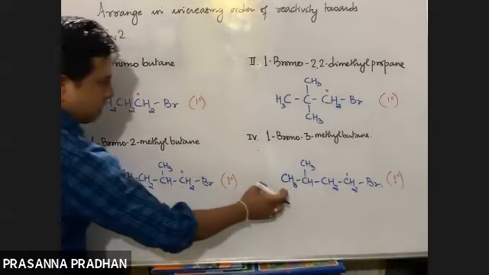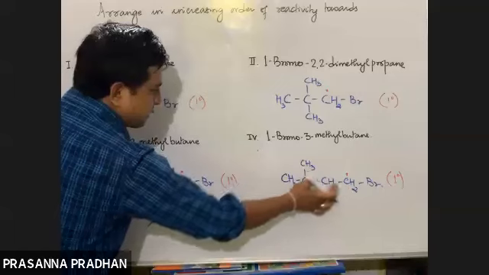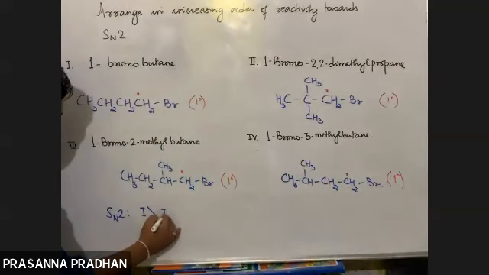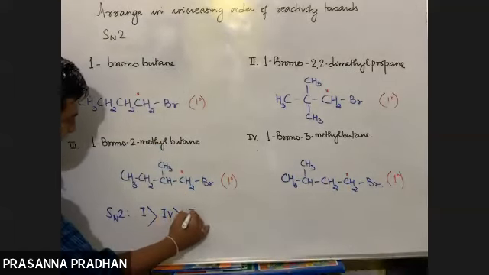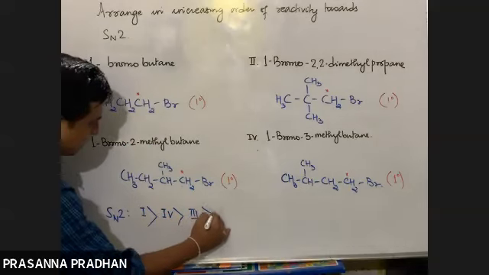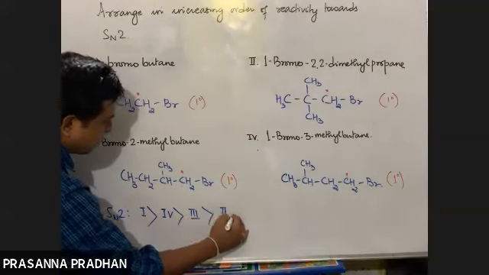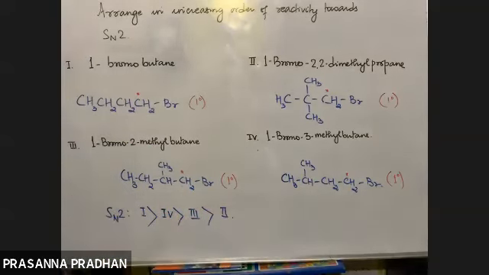Out of these 2, branching is quite far away from this carbon. So 4 will be more reactive than 3. And remember, the least reactive is going to be 2. So I've discussed 2 questions out here.